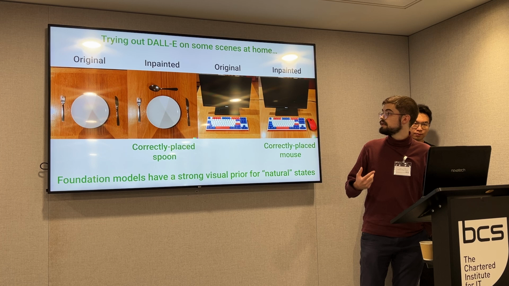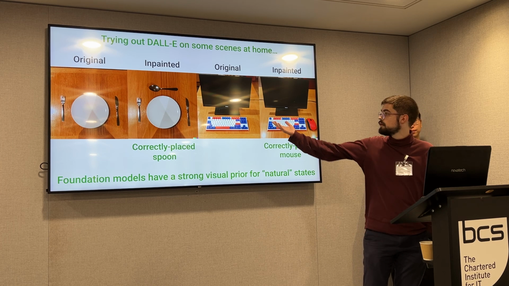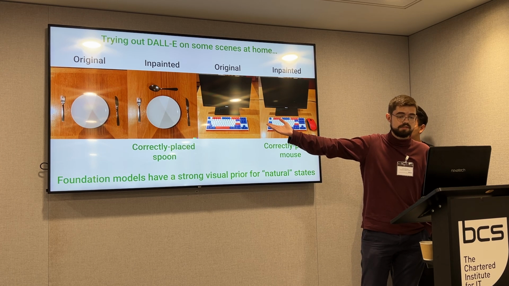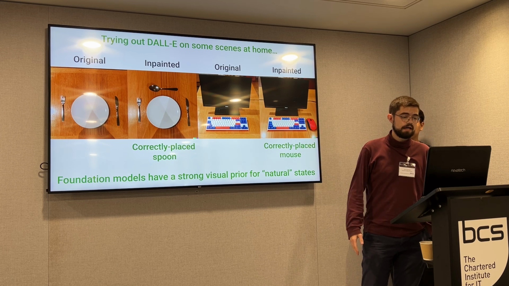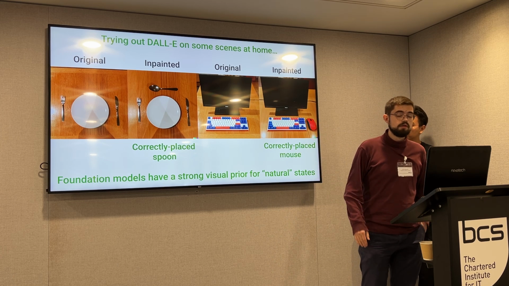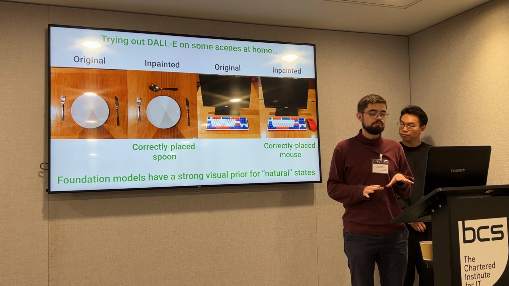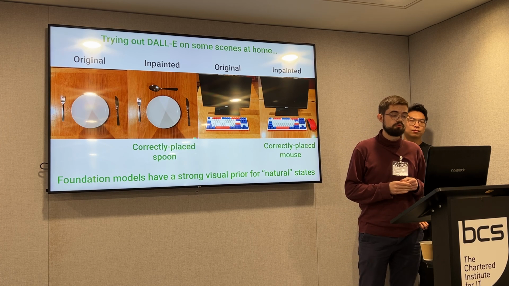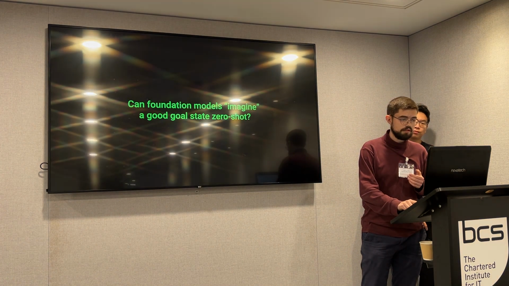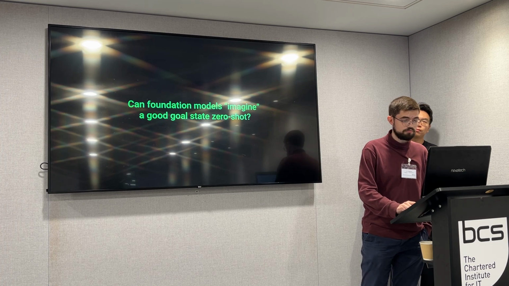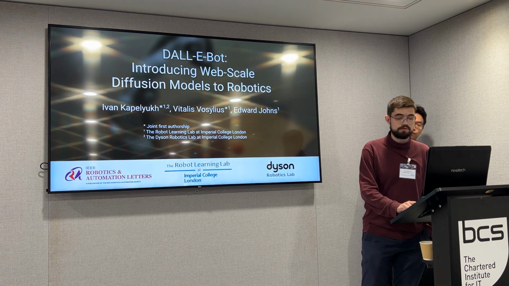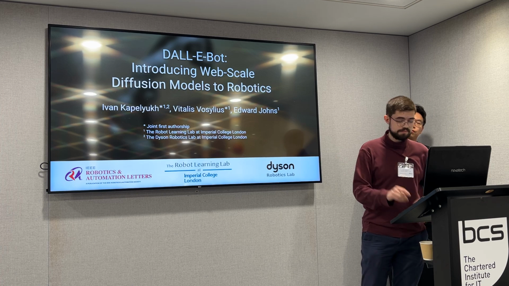And we found that if you give DALL-E an image of a dining table and ask it to place a spoon into this scene, it generates that spoon in a semantically correct pose. And it is the same for a computer mouse as well. So this suggests that foundation models have a strong visual prior for what a natural state looks like. So the question is, can we use this for robotics to imagine a good goal state zero shot for these tasks? And this is what we explored in our paper called DALL-E-Bot with Ed and Vitalis.